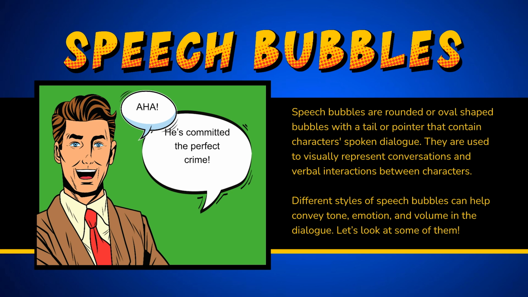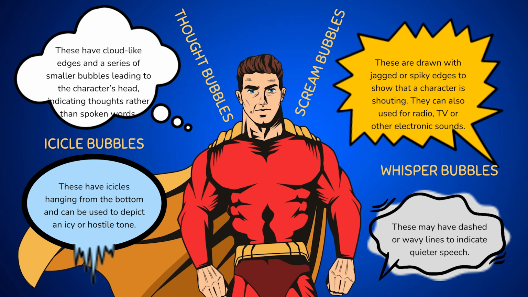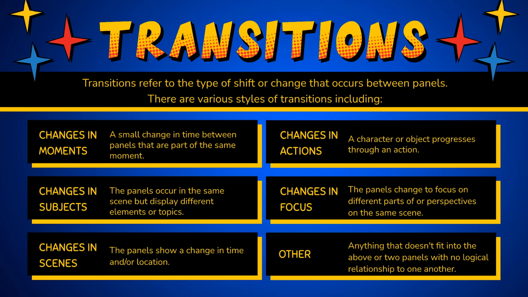Speech bubbles contain spoken dialogue. Different styles of these bubbles are used to represent the tone, volume, or nature of the interaction between characters. We use thought bubbles for inner reflection, jagged-edged scream bubbles for shouting or electronic sounds, icicle bubbles for a cold tone, and dashed lines for whispers. Finally, transitions define the relationship between panels, shifting between moments, actions, subjects, or focus. These transitions guide the flow and logic of the narrative.